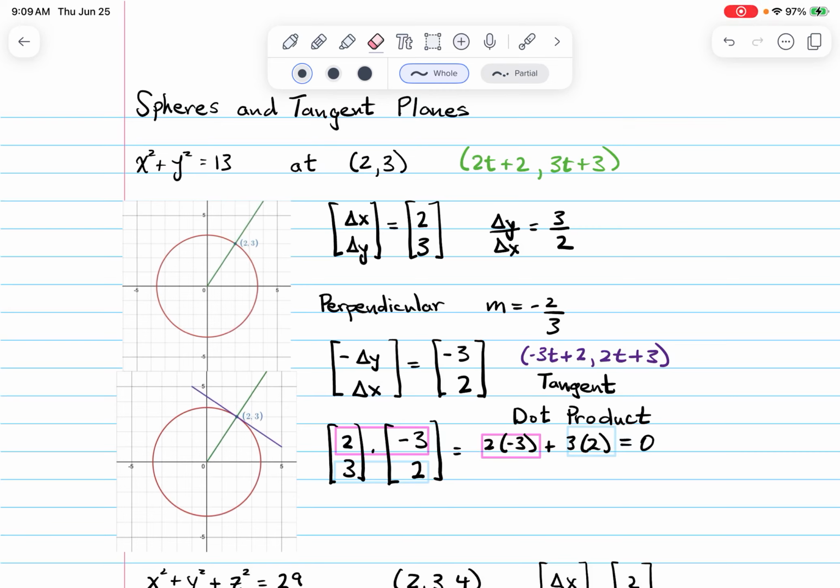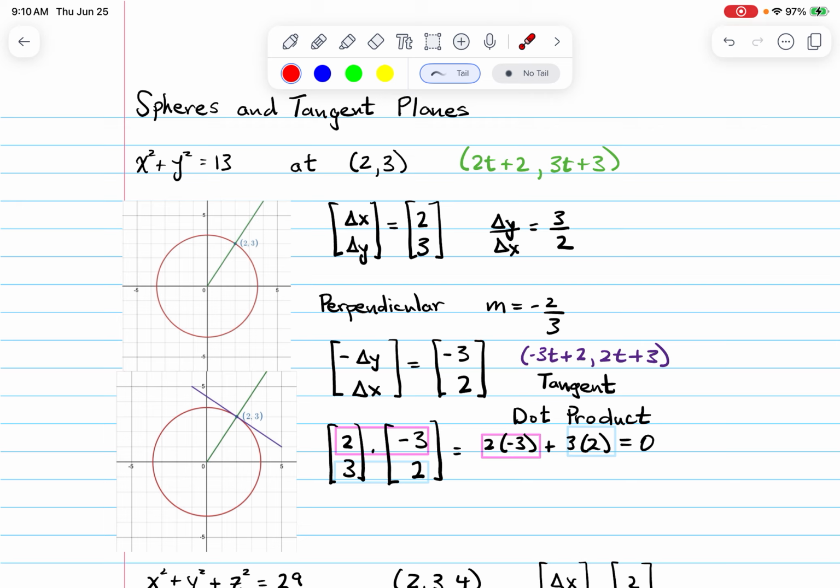So we've looked at finding equations for tangents to a circle. And I want to review over that a little bit and then expand that to finding equations for tangent planes to a circle. So let's suppose that we have a circle like this one, x squared plus y squared equals 13, where the radius is the square root of 13. And I want to look at what happens right here at this point (2, 3).